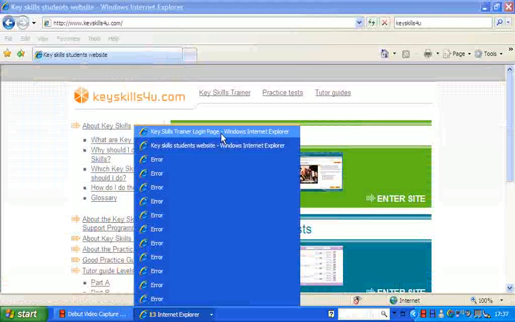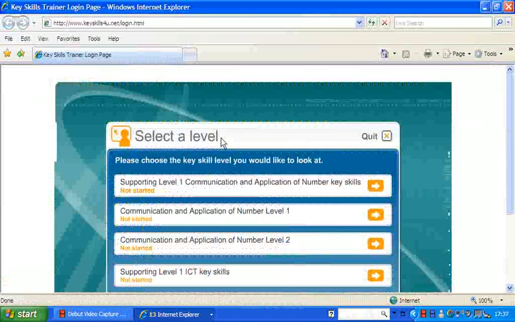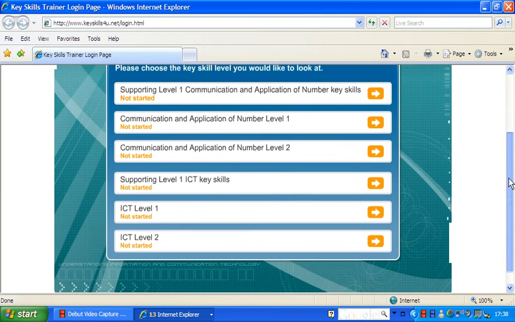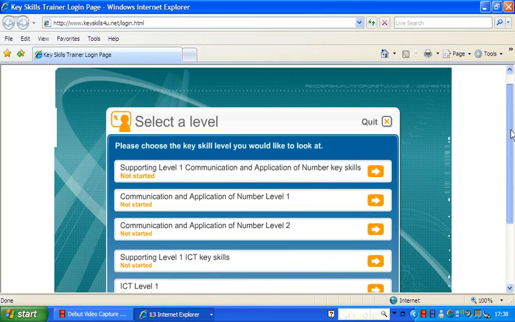The second website that's going to be looked at is a website that is designed to help students complete the Key Skills qualification in their sixth form studies. Key Skills consists of communication and application of number and ICT. It goes from levels 1 to 3, and these qualifications are designed to help students gain the basics of the English, maths and IT that they would need in either education or further employment.